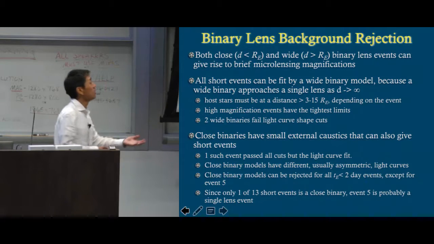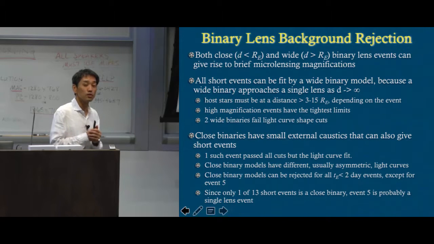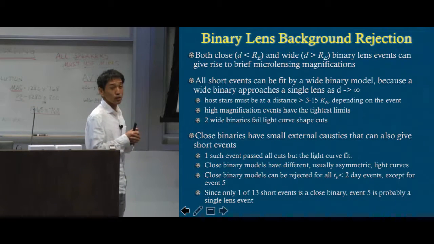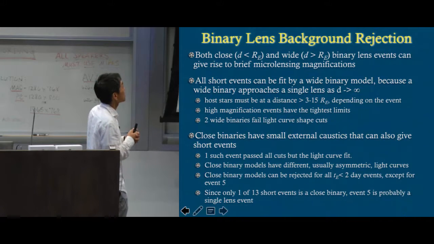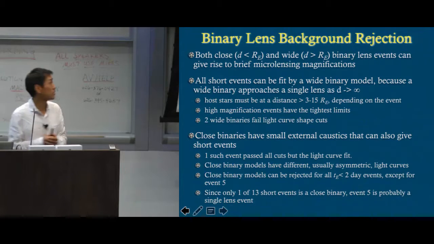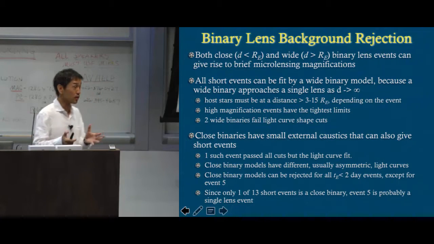So after rejecting the variable stars, we still have some contamination when searching for short microlensing events as candidates for free-floating planets. One contaminant is the wide separation binary event. So both close and wide binaries can mimic the short microlensing events.